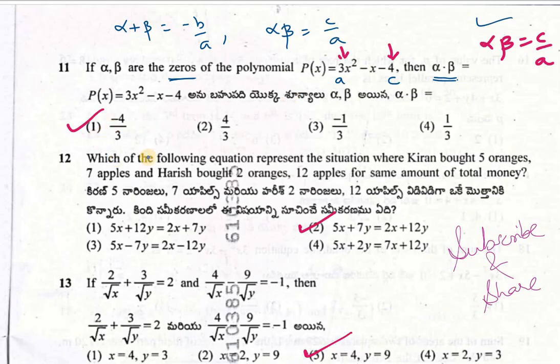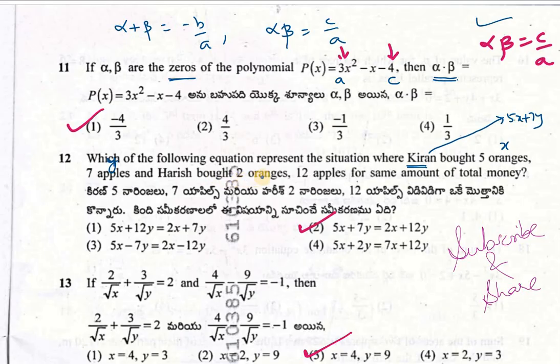So the first one was a very easy, direct question. Now question number 12. Which of the following equations represents the situation? A situation is given where Kiran bought 5 oranges and 7 apples. Consider the oranges as x and apples as y. The equation for Kiran becomes 5x plus 7y.